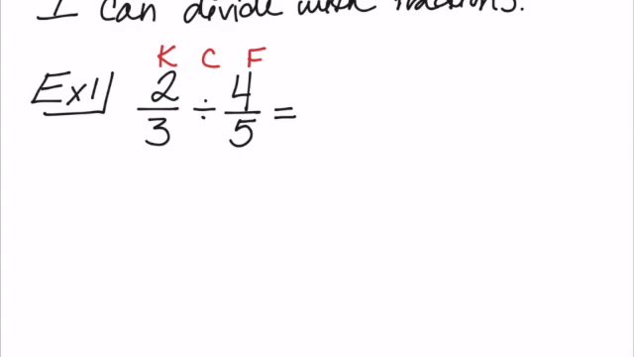We are going to keep the first fraction the same. Keep it as 2/3. We are going to change the division symbol to multiplication. And we are going to flip the second fraction upside down. So it was 4/5. Now let's flip it and make it 5/4. And now you should be really happy because this is now multiplying. And multiplying we love. We just multiply straight across.